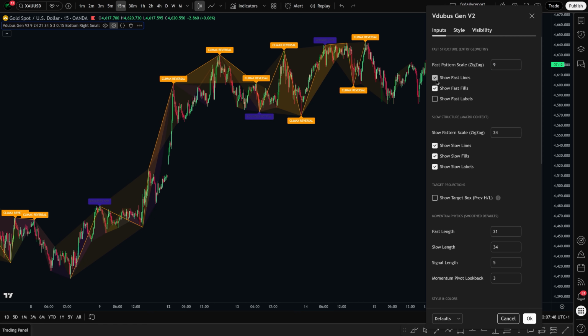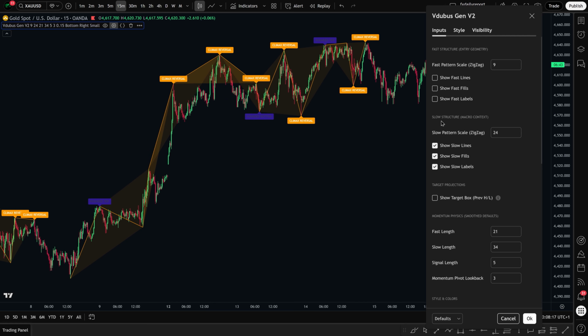Right below that, you'll see Show Fast Lines. These are the fast wave lines you see on the chart. For a cleaner chart, I'm going to turn Show Fast Lines off. Next is Show Fast Fills. These are the shaded areas for the fast structure. To keep the chart clean, I'll turn Show Fast Fills off as well.